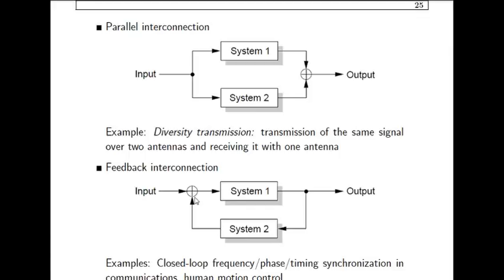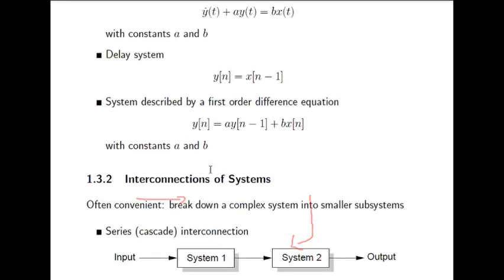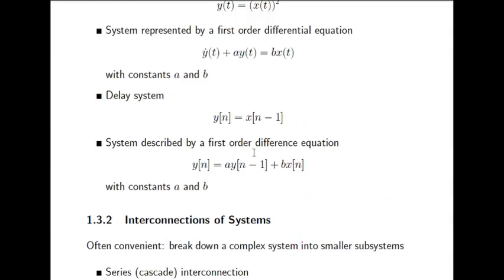The next type of interconnection is feedback interconnection. In the feedback interconnection, we pass the input to a system, and we take the output and pass it to another system, and then sum them or add them, and then get the final output. The difference equation and the differential equations which we have talked about earlier are examples of feedback interconnection.